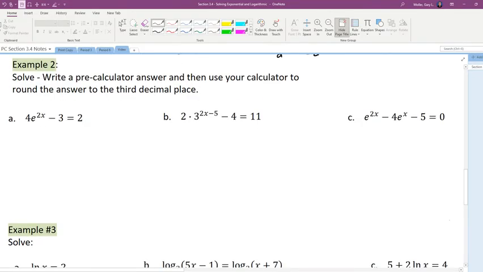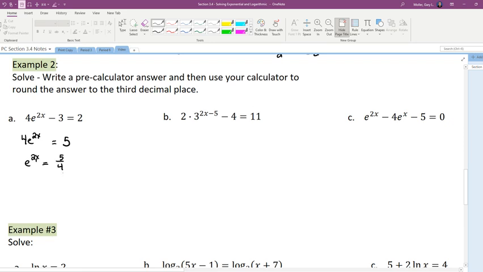So let's solve, write a pre-calculator answer. So if these come out like that, we can't answer them all the way. Answer it all the way up until it's x by itself, even if it means we've still got some algebra to do. And then if we need to use our calculator, we will do so. All right, so let's solve this. Hopefully we recognize what we need to do first, which is to add 3. Get that constant out of there. So that's 5. And then I can divide by 4. So I get e to the 2x equals 5 fourths.